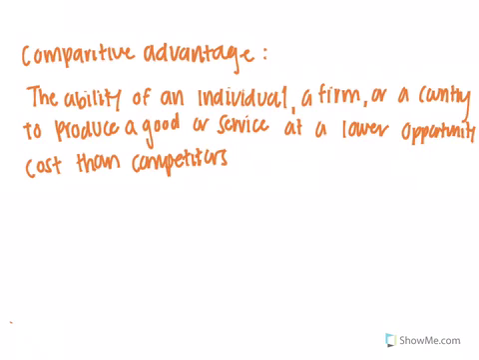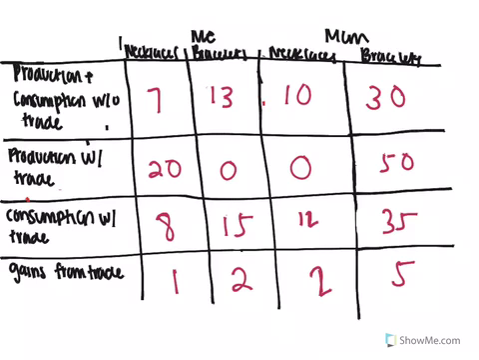So for bracelets, she has an absolute advantage and also a competitive advantage. Sorry about that, I made a mistake earlier. It's not a competitive advantage, I meant to say comparative advantage. So my mother has absolute advantage in necklaces and bracelets, but she does not have a comparative advantage in both.